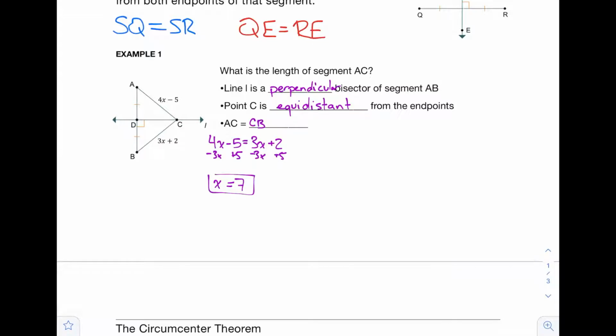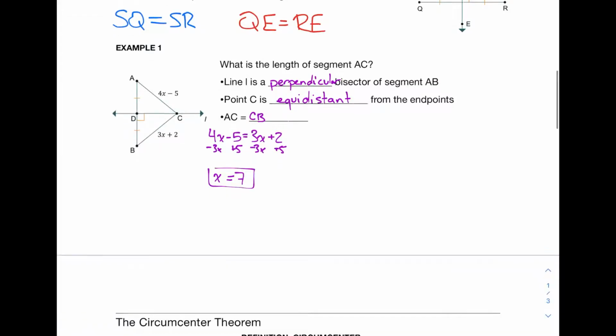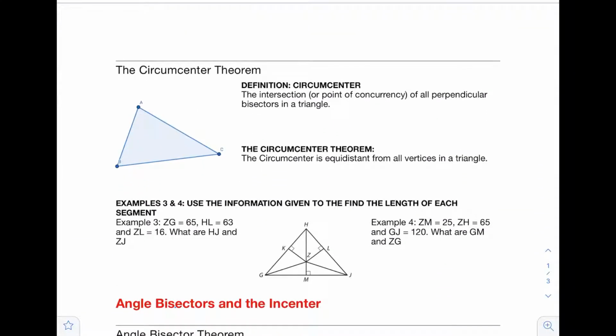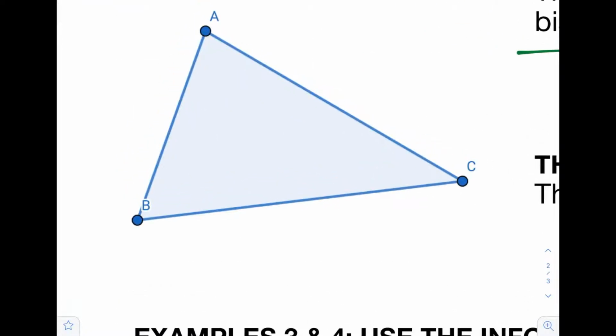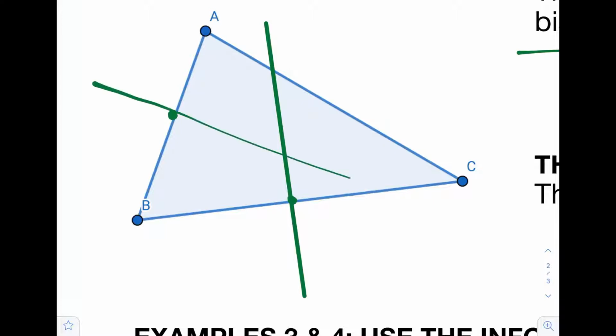Alright, so here's how it ties into what we've been doing. The circumcenter. The intersection, or point of concurrency, of all three perpendicular bisectors is called the circumcenter of a triangle. So here's a quick demonstration of finding the circumcenter.